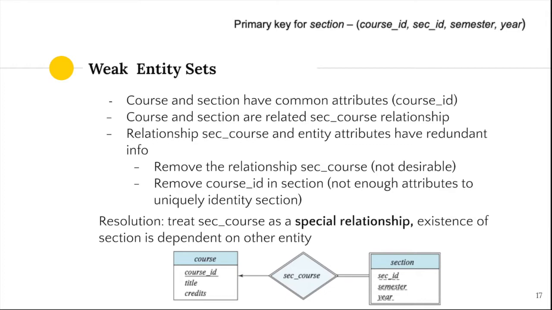The other entity is a weaker entity because hindi kaya ng attributes niya to uniquely specify a particular section and dependent siya sa isa pang entity na strong entity because kaya ng course ID to specify uniquely yung particular course. So, this is graphically represented by using a double diamond and a double rectangle.